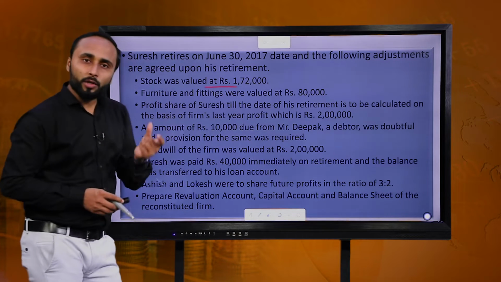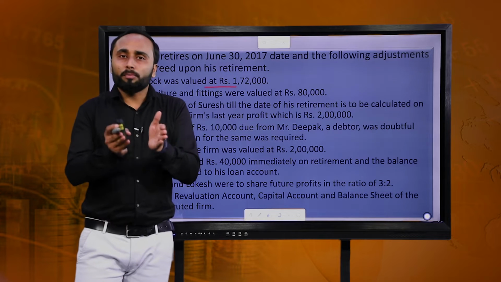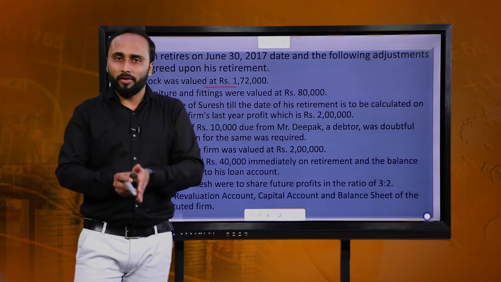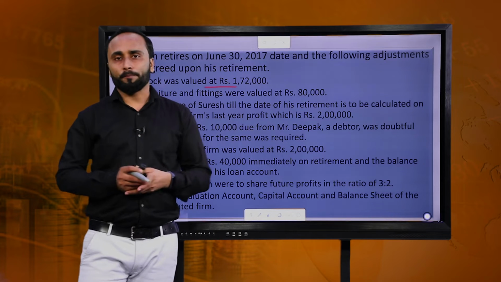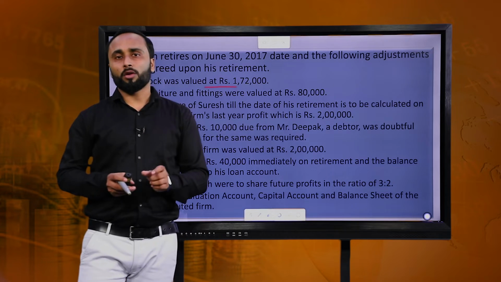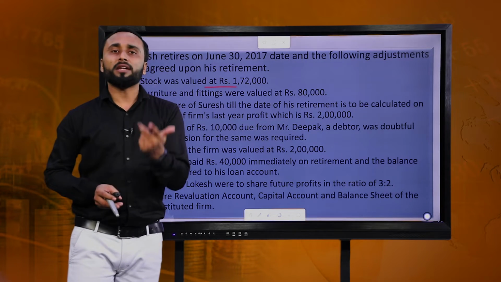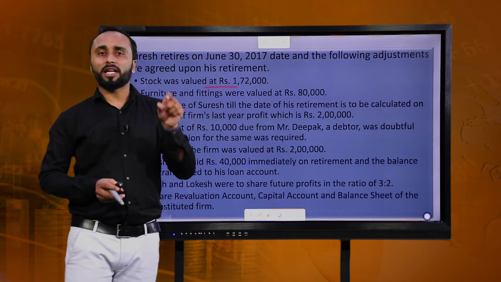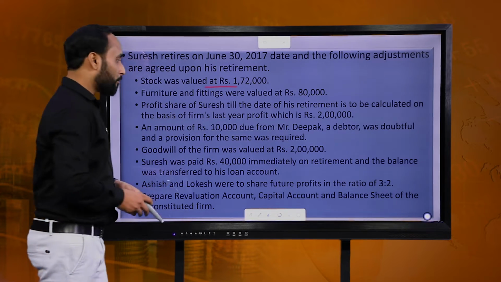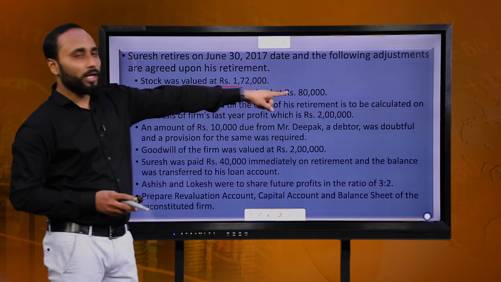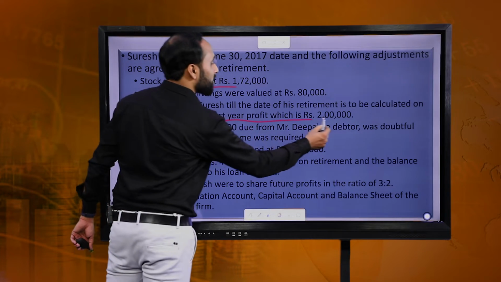So we have to calculate the partner's profit or loss for that particular period, as we had discussed in the first part, that if the partner is getting retired during the year, we have to calculate the profit or loss for that particular duration. So here the duration will be April, May and June. So for 3 months for which the partner was there in the partnership, we have to give him the profit share for those particular months. So that has to be calculated on the basis of firm's last year profit, which is 2 lakh.